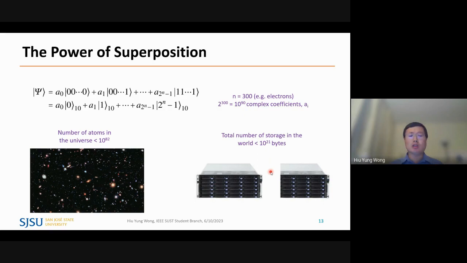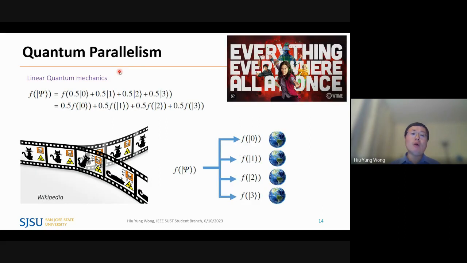This is not telling you the power of quantum computing yet. This is just telling you that a quantum state is so profound, with a lot of information inside. You cannot even describe it easily with a classical computer. And that is the power of superposition. Okay, and why is this useful?